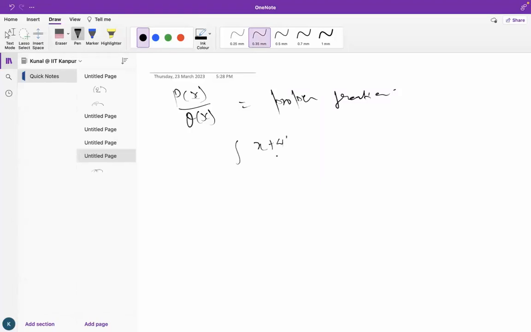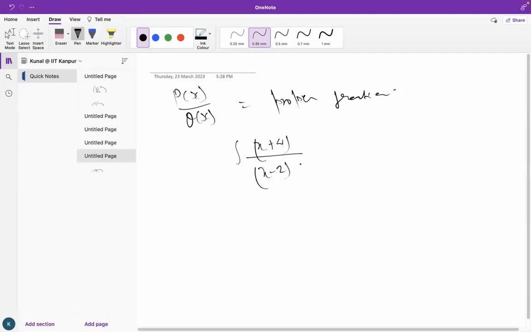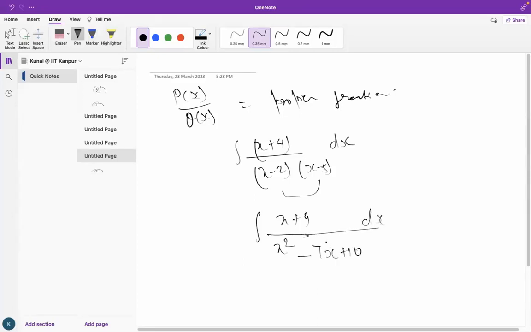If I give you an example, it will be x plus 4 divided by x minus 2 into x minus 5 dx. Now when we multiply the denominator, x minus 2 into x minus 5, we get x square minus 7x plus 10, dx. So here the degree of x in the denominator is 2 and the degree of x in the numerator is 1. So this is a proper fraction.